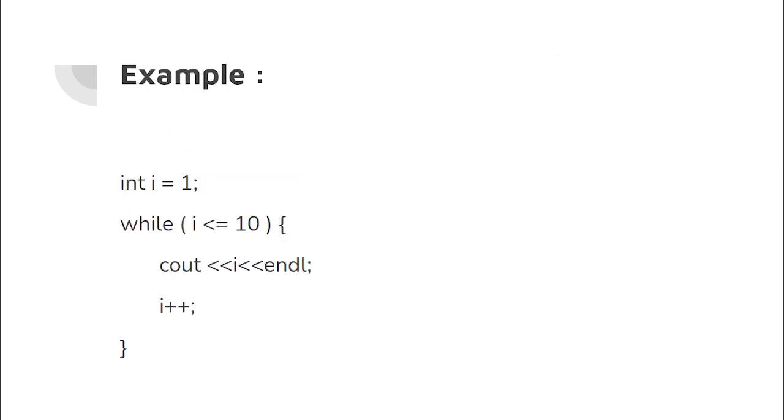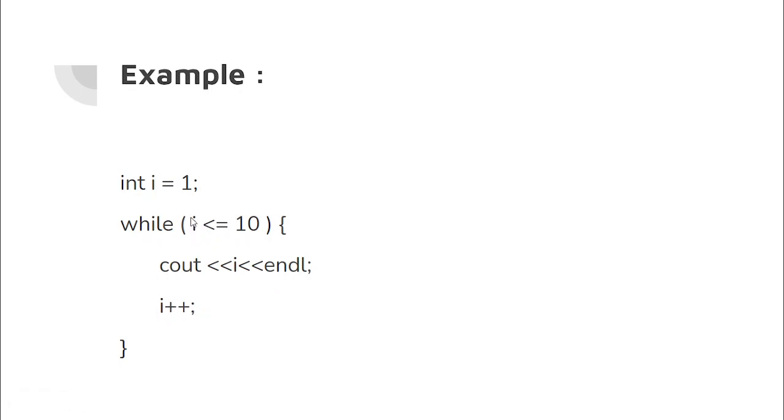This is an example of a program which will print the values from 1 to 10. Here we have initially set the value of integer i to be equal to 1. Then we have the while statement here. Our condition is that i should be less than or equal to 10. As this condition is true, we will print cout i, then the line break, then the value of i is incremented by 1.